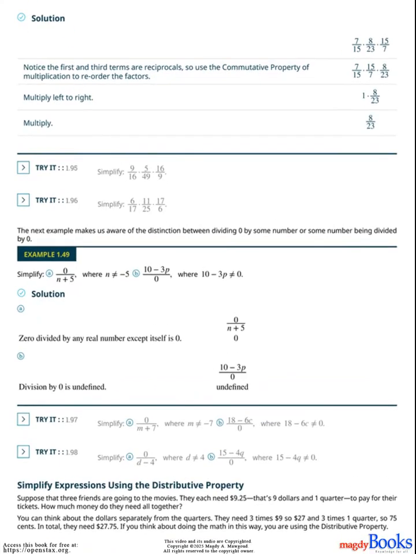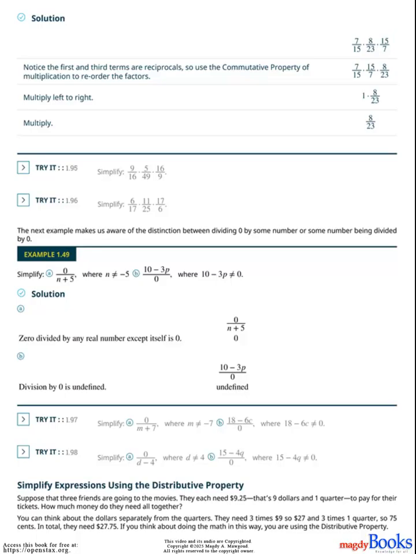1.5.3. Simplify expressions using the distributive property. Suppose that three friends are going to the movies. They each need $9.25 to pay for their tickets. How much money do they need altogether?